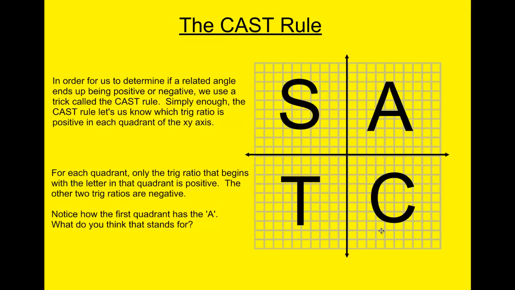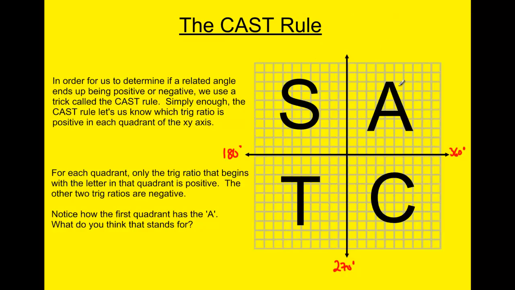If we had angles in quadrant 3, the angle would have to be somewhere between 180 degrees, because 180 degrees is right here, and 270 degrees. So let's say it was 200 degrees. For any trig ratio of 200 degrees, tangent would be positive, but both sine and cosine would be negative. And if we were in quadrant 4, so anything between 270 degrees and 360 degrees, the cosine ratio would be positive, but sine and tangent would both be negative.